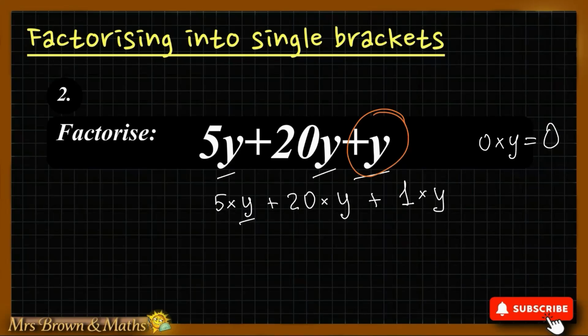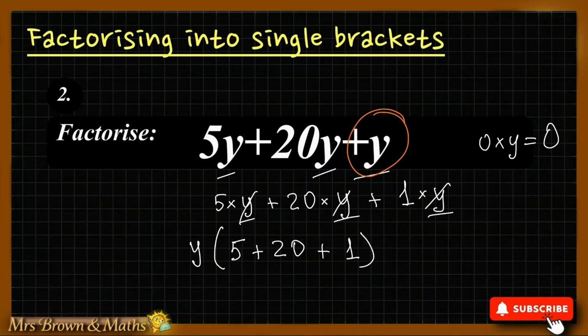You are not simplifying in front of brackets because the task was factorize. Do not put 0 in the bracket. If you multiply back, y times 0 gives you 0, but the original term is y, so you need 1.